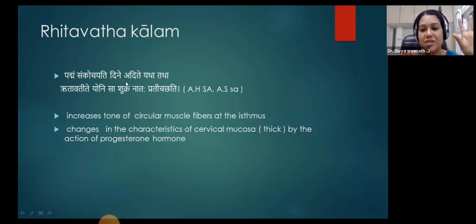That is, at the end of the day, the lotus folds back when the sun sets. Only the next day does the lotus reopen. Like that, the lotus has closed. That means the cervix or the cervical mucus has already changed. That is, there is less chance of getting pregnant and a less favorable atmosphere for the sperm to pass. Like that, Acharya has mentioned that there is less chance of getting pregnant in Ritavyatita Kala.